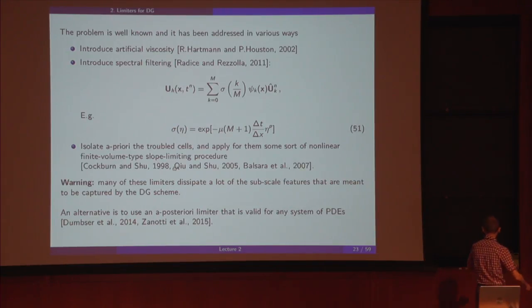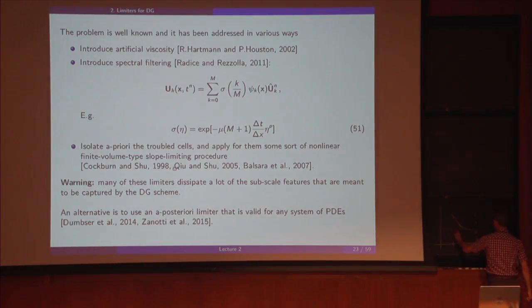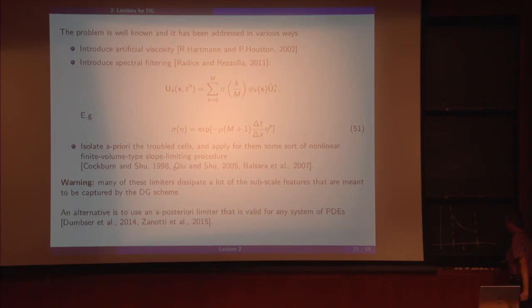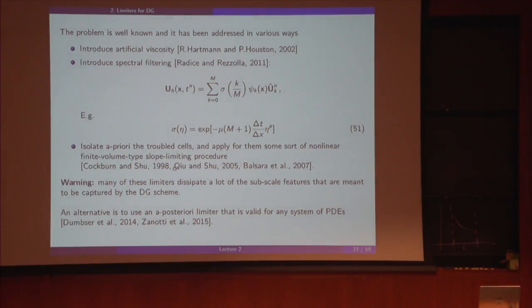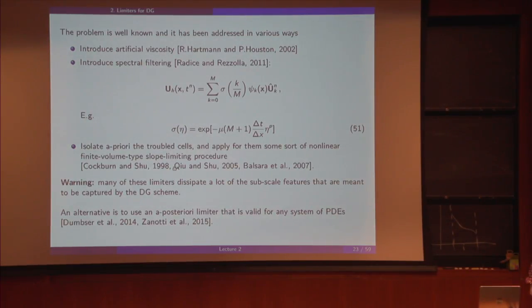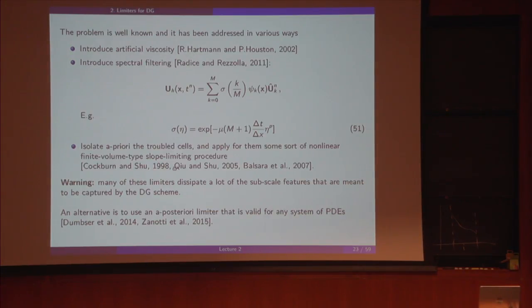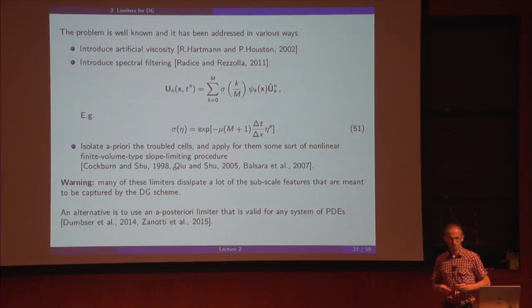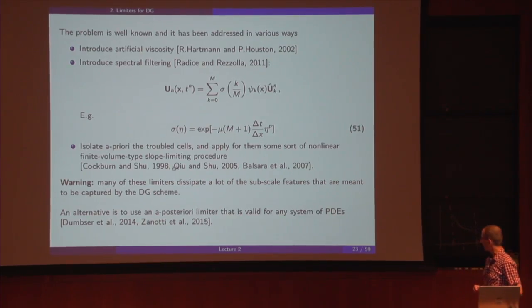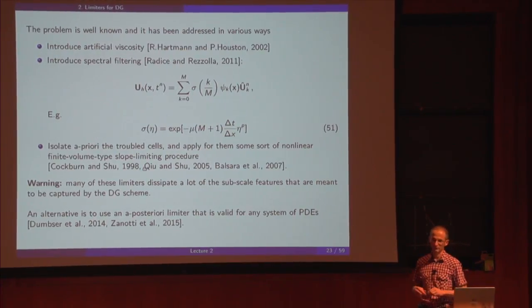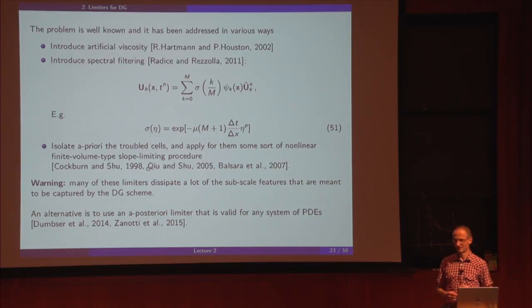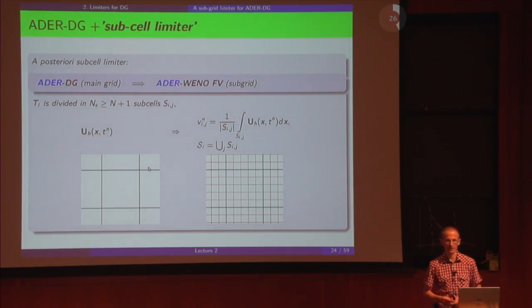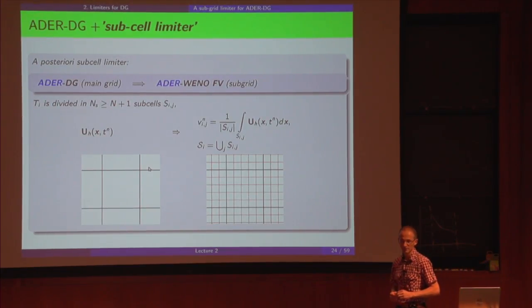Because the DG polynomial is a polynomial, it has a sort of subgrid information. If you throw it away because your limiter is activated where it was not needed or any other reason, you are losing accuracy and information. All right, so there is an alternative to this, which is to use an a posteriori limiter. And now we will see how it works. It works for any system of PDEs. You don't have to make any ad hoc reasoning. So this brings us to the ADER discontinuous Galerkin plus subcell limiter.